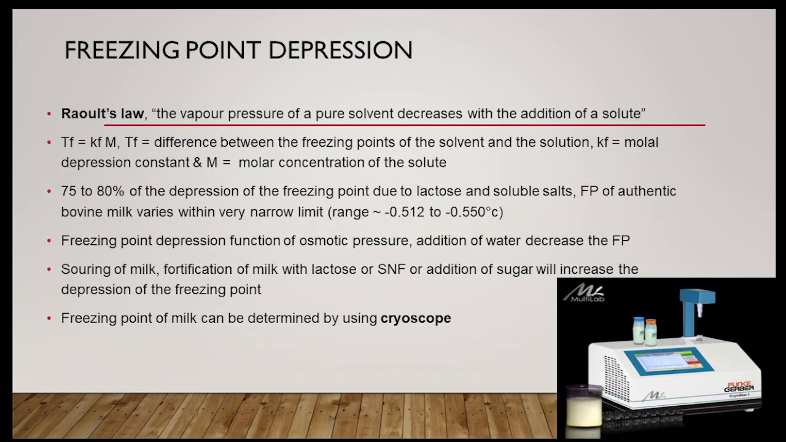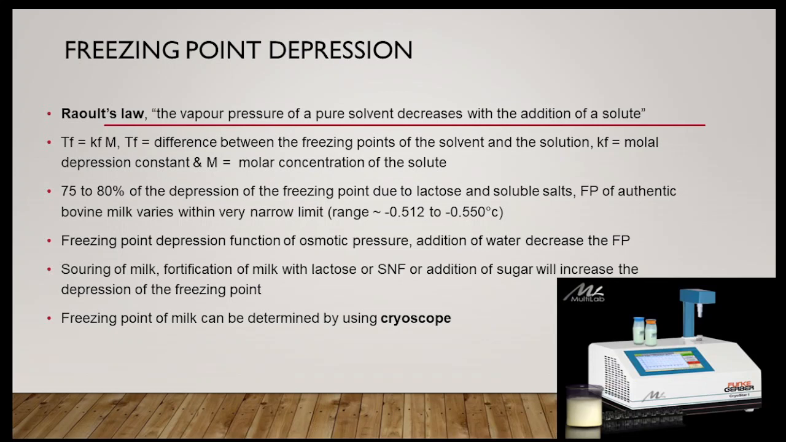Okay, so it can be given as ΔTf = Kf·m, where ΔTf is the difference between the freezing points of solvent and the solution, Kf stands for molal depression constant, and m is the molal concentration of the solute. Okay, so 75 to 80% of the freezing point depression is due to lactose and soluble salts. We had seen earlier in the case of osmosis also, lactose and soluble salts are the ones contributing to the colligative properties. Okay, so all the substances dissolved in the serum portion of the milk are the ones contributing to the freezing point depression.